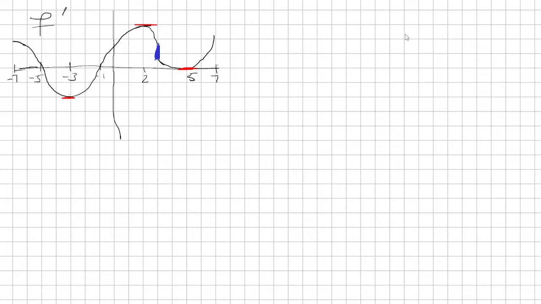We're given the graph of f prime with horizontal asymptotes at x equals -3, x equals 2, and x equals 5. And there's a vertical tangent at x equals 3. So we want to find all values of x from -7 to 7 in which f attains a relative minimum.